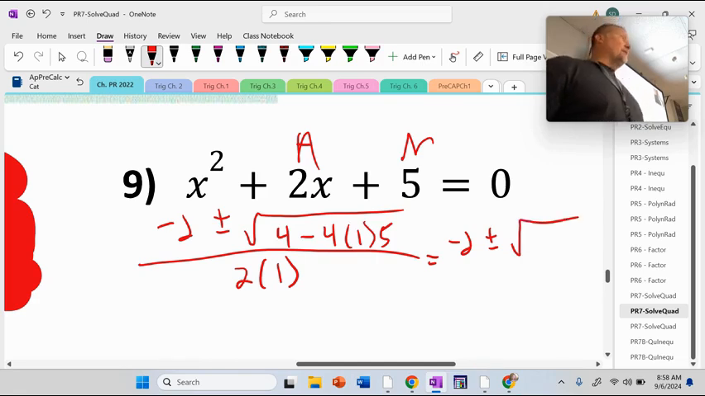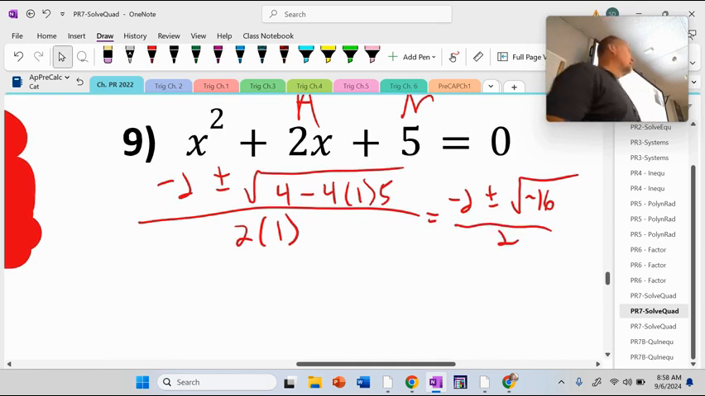As weird as it is. By the way, we should be able to do this fast too. 4 times 5 is 20. Oh no, what's 4 minus 20? Negative. Oh no, and this is another reason why I'm covering this. You got to be ready for this.